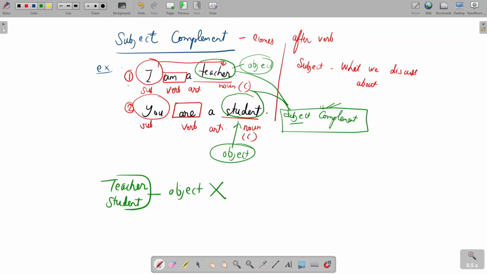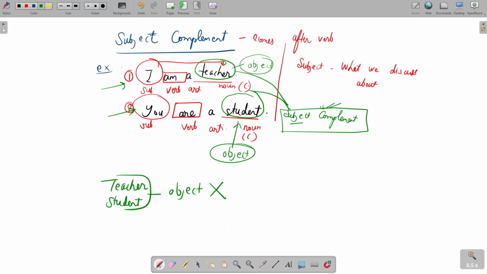We are just seeing a state, and what is a state? I am a teacher. Here we are not describing any action, we are discussing only a state, and here also we are discussing a state, you are a student. We are not discussing any action because there is no activity being performed here. Here are only two sentences, and both the sentences are showing the states only. So if there is no action, then there will not be any object. So we cannot say that teacher and student are objects.